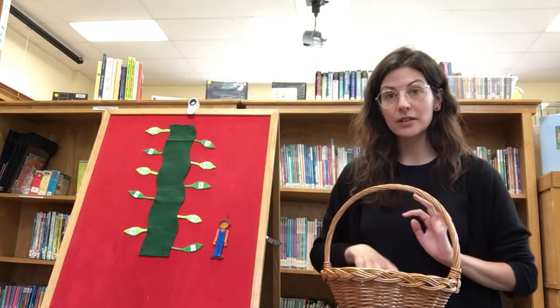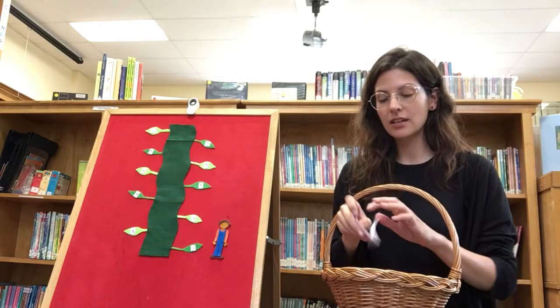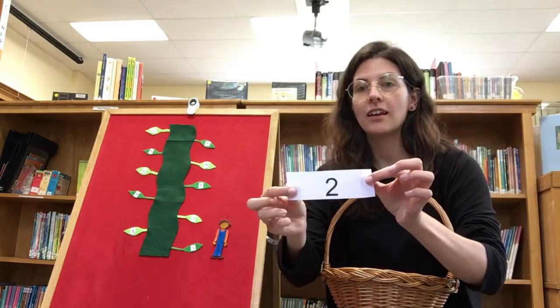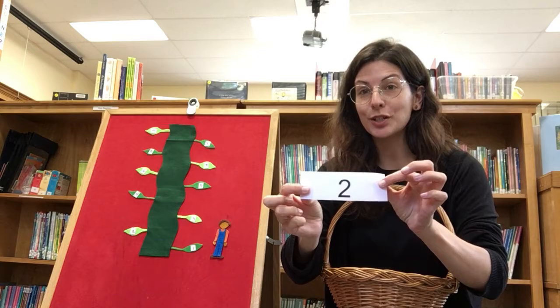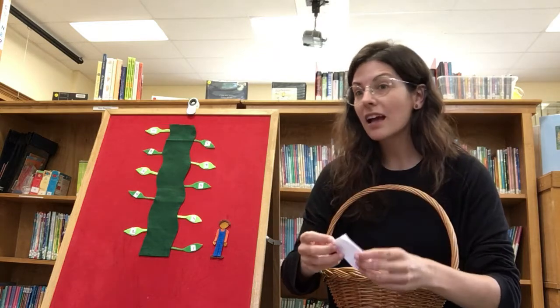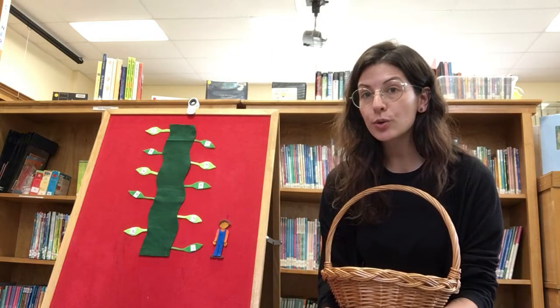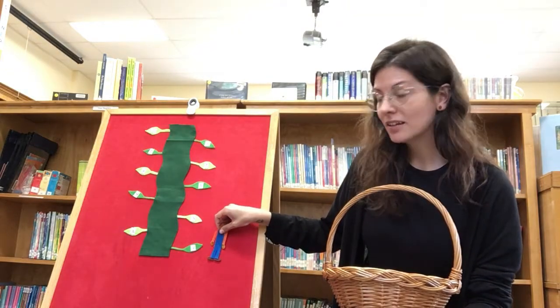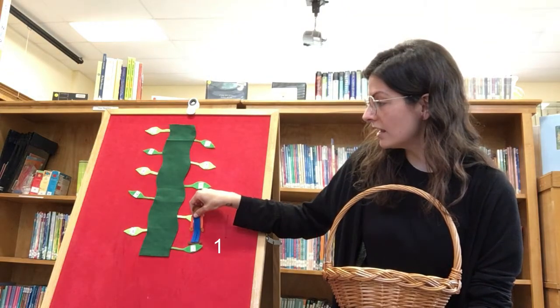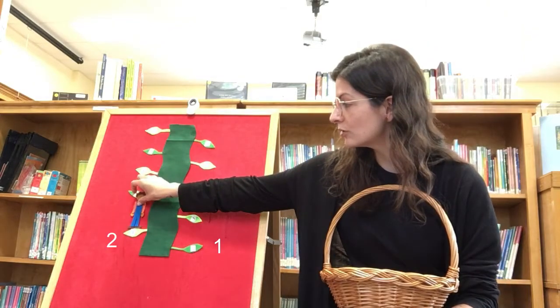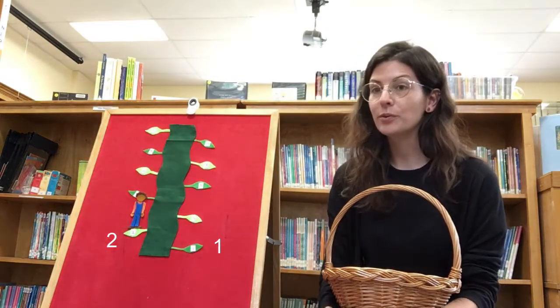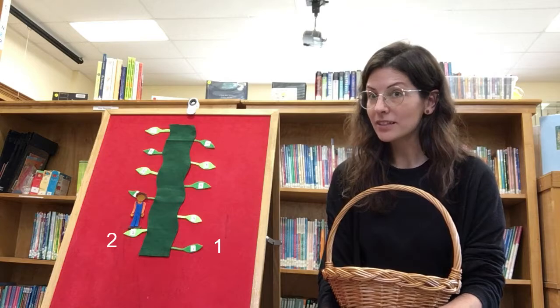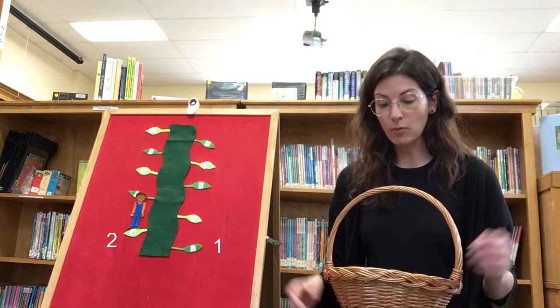Okay? So let's see what our first number is. It's the number 2. So let's have Jack climb up 2 of the sprouts. Can you count with me? 1, 2. Well, he's getting up there, but he still has some work to do. So let's see if we can help him out some more.